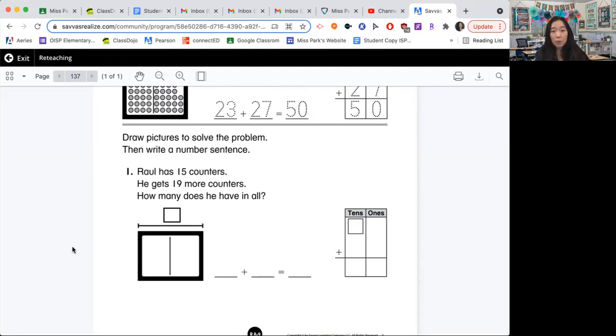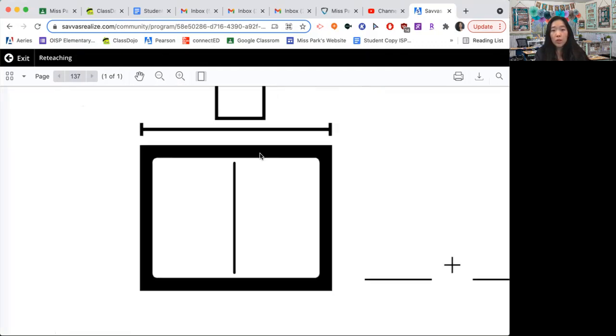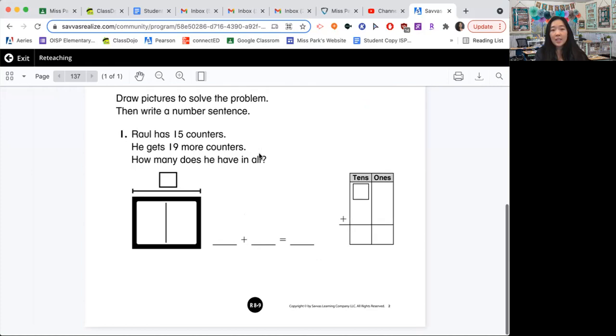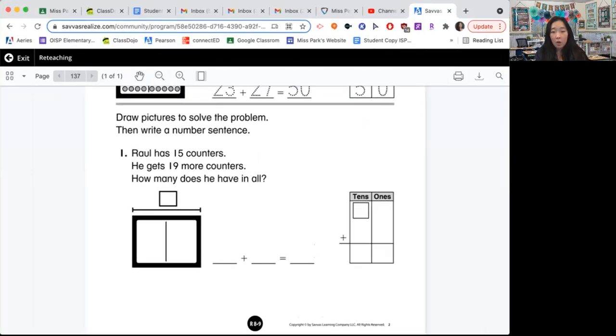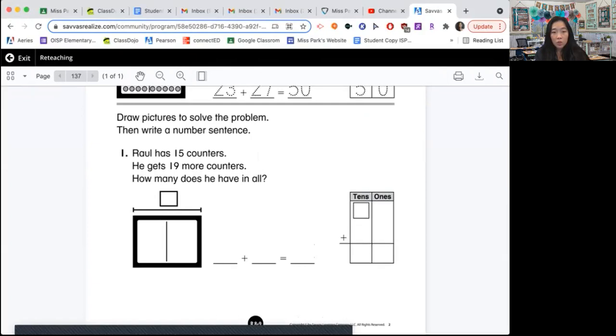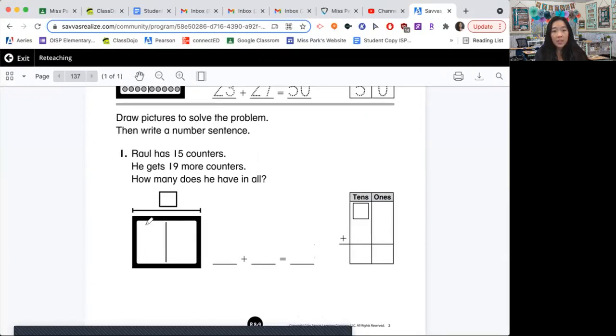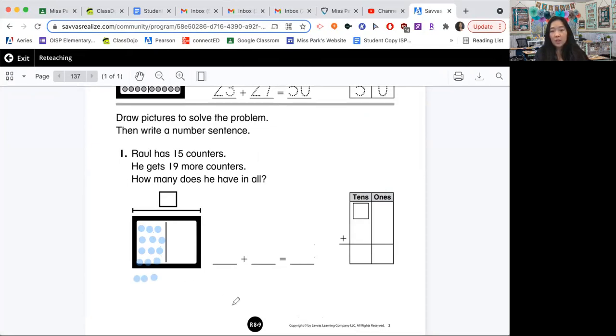Raul has 15 counters. He gets 19 more counters. How many does he have in all? So let's go ahead and draw that. So he has 15. 1, 2, 3, 4, 5, 6, 7, 8, 9, 10, 11, 12, 13, 14, 15. Okay, now you're going to do 19. 1, 2, 3, 4, 5, 6, 7, 8, 9, 10, 11, 12, 13, 14, 15, 16, 17, 18, 19.